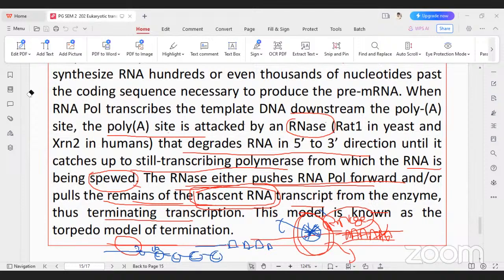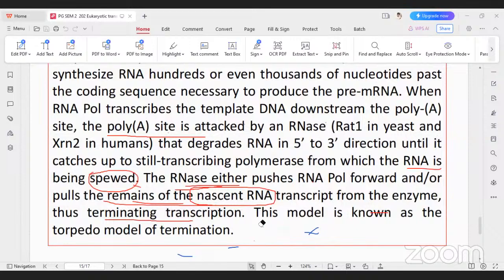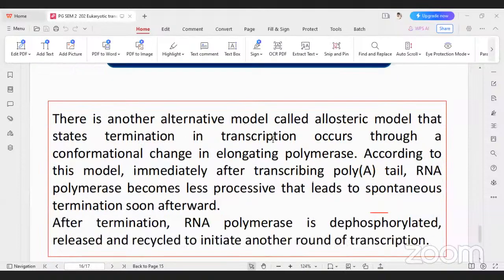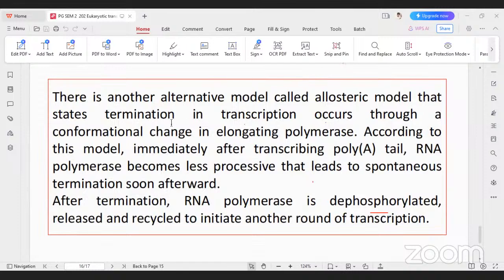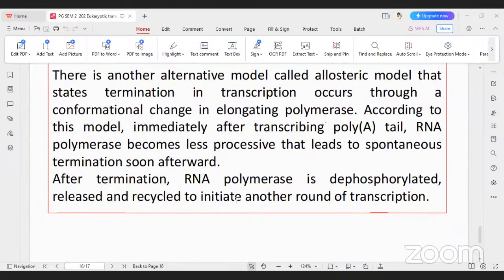In another process, allosteric modulation. In the allosteric model of termination, there is an alternative model called the allosteric model. Termination of transcription occurs through a conformational change in the elongating polymerase. According to this model, immediately after transcribing the poly A tail, RNA polymerase becomes less processive. That leads to spontaneous termination soon afterward. After termination, RNA polymerase is dephosphorylated, meaning not phosphorylated, and is released and recycled to initiate another round of transcription.